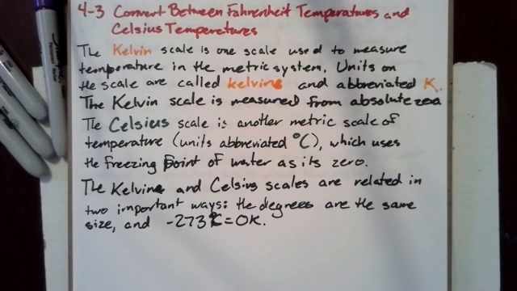The Celsius scale is another metric scale of temperature, units abbreviated degrees C, which uses the freezing point of water as its zero. The Kelvin and Celsius scales are related in two important ways. The degrees are the same size, and negative 273 degrees Celsius is equal to 0 Kelvin.